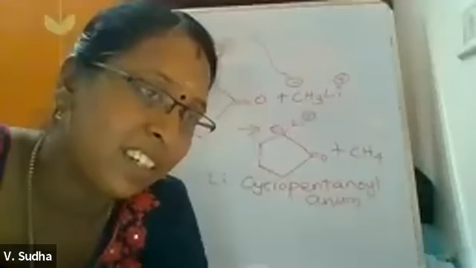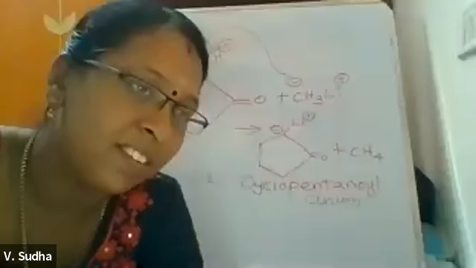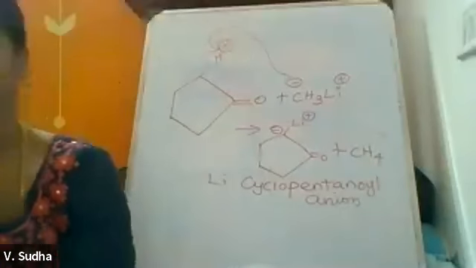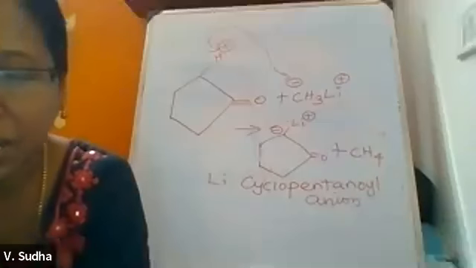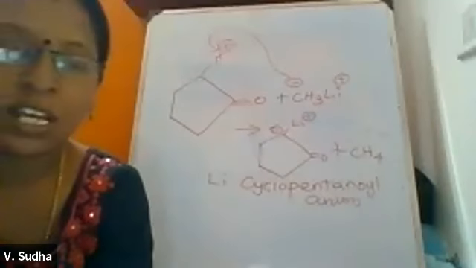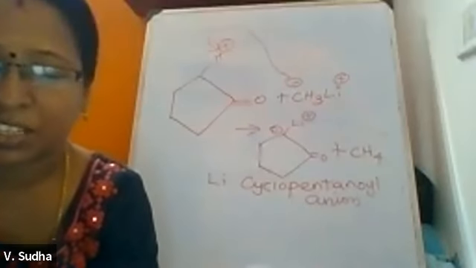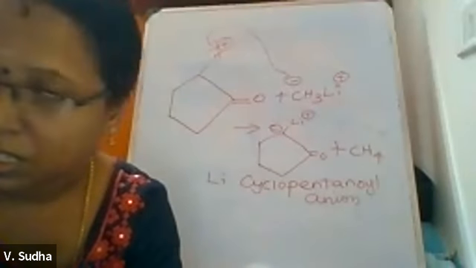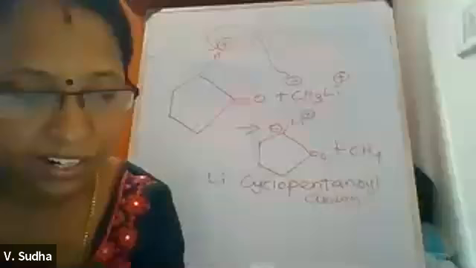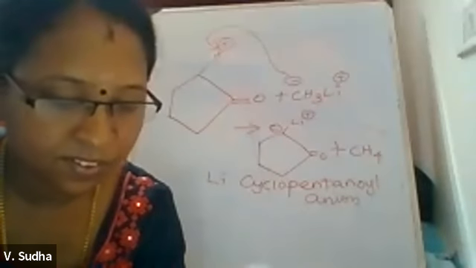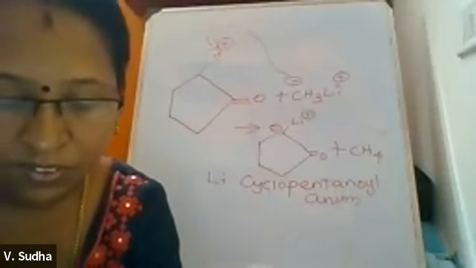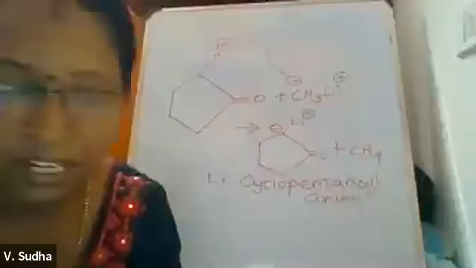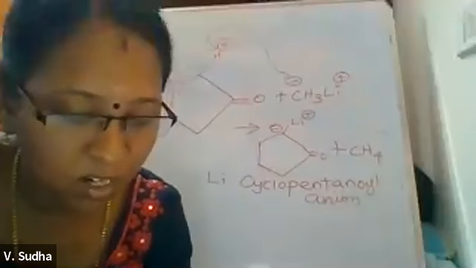Option C, hydrocyanic acid. Option D, sodium hydrogen sulfide. Ma'am, option A? Option A, Grignard reagent.